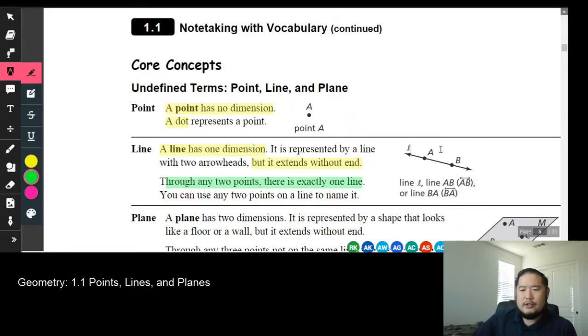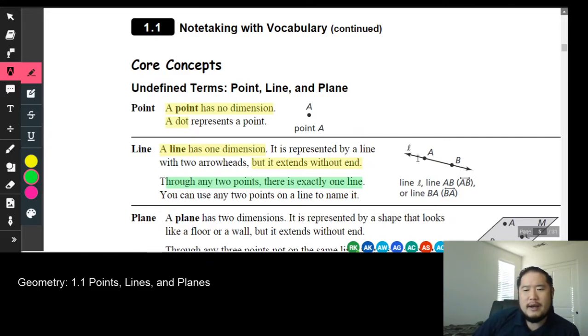It says you can use any 2 points on the line, and if you take a look at it, we have 2 points A and B. When I label or name this line right here, we're going to name it line AB, or we could call it line BA. Both of those are actually correct.